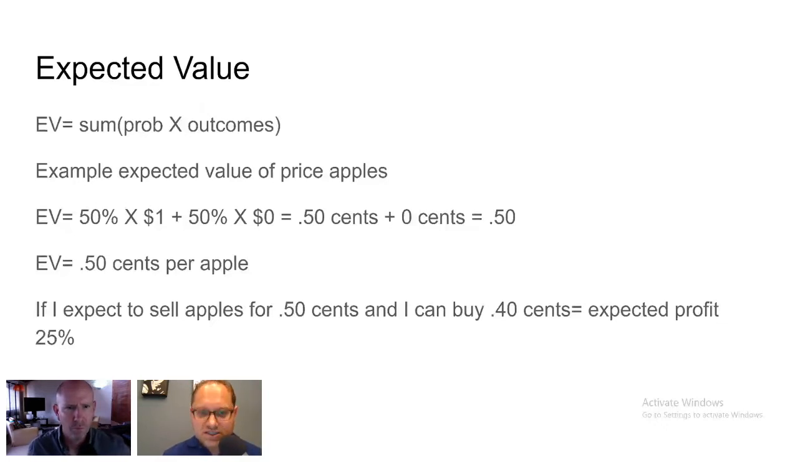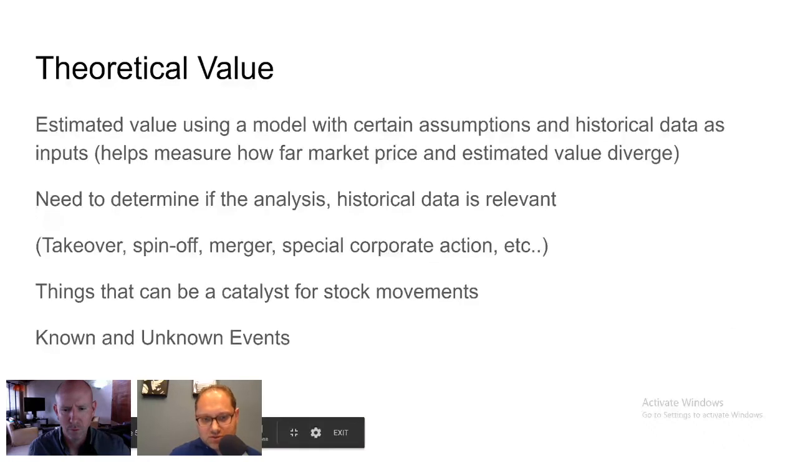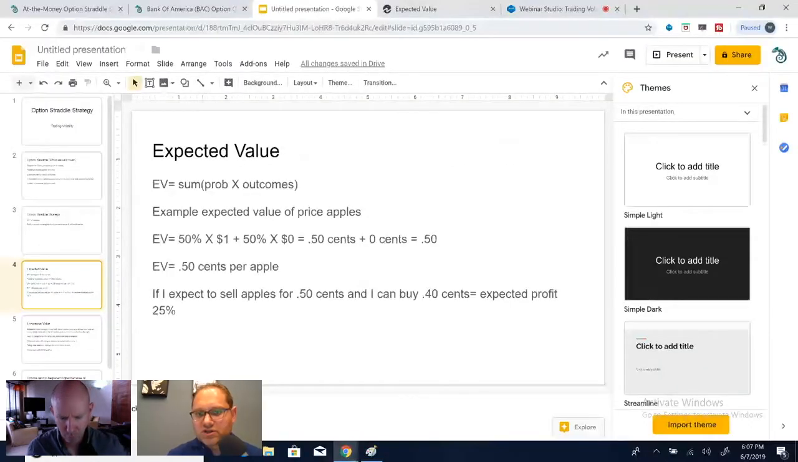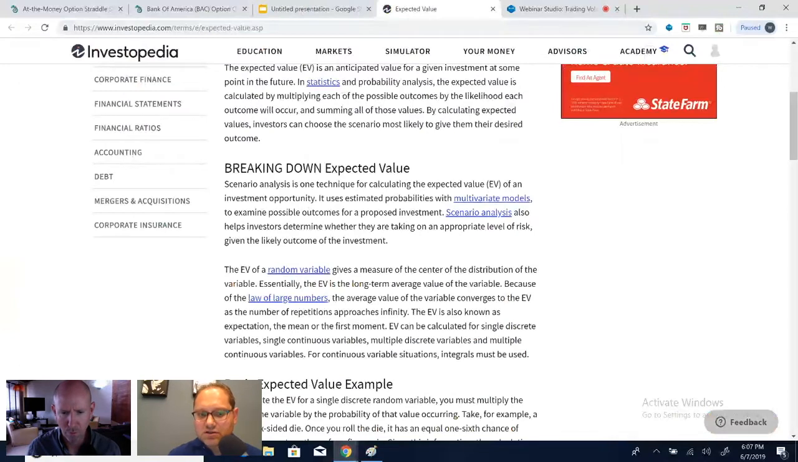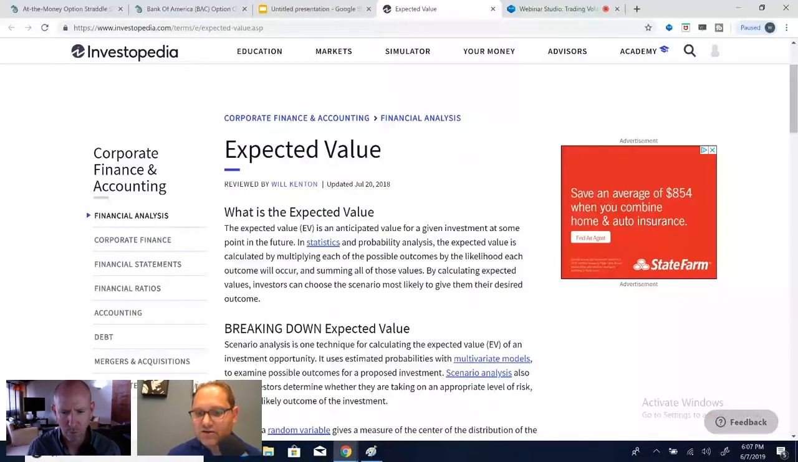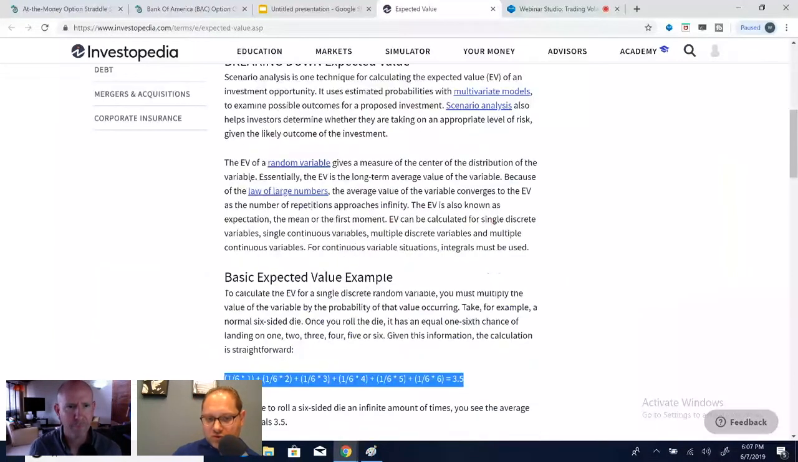The easiest way I could walk into it is when you think about an expected value, and you guys could even look it up, what an expected value is and how to calculate it. The expected value is an anticipated value for a given investment at some point in the future. You use statistics and probability analysis to calculate it, by multiplying each of the possible outcomes by the likelihood of each outcome. Here's what the formula looks like: the probability of something happening and what the outcome is, you multiply it and sum them up.